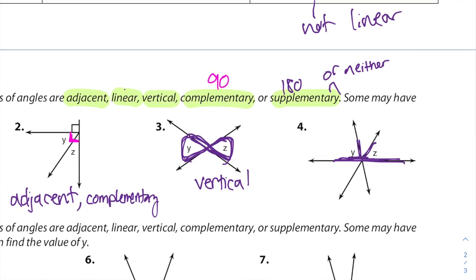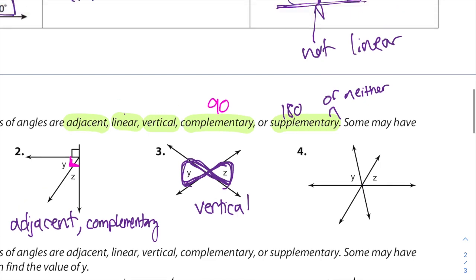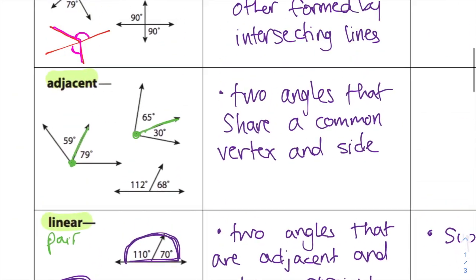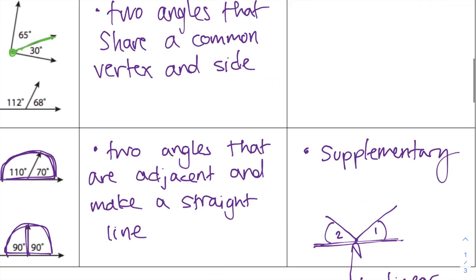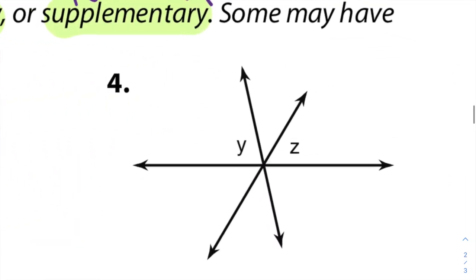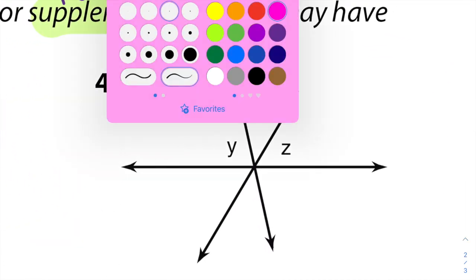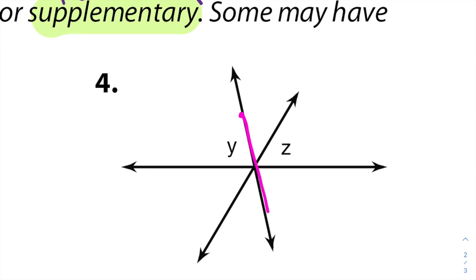So not linear. They're not vertical. This one looks like maybe it could be vertical, but it's this idea up here that I told you about with the vertical. They have to be formed by straight lines. And so if you look really closely, y is formed by these two intersecting lines. That's how y is formed, but that's not how z is formed. Z is formed by two different lines. So these angles would be vertical, but not y and z together.